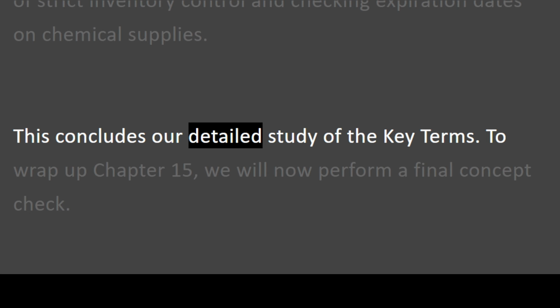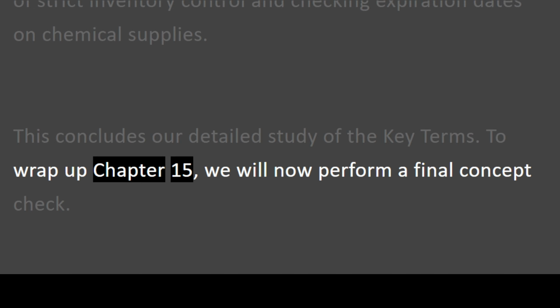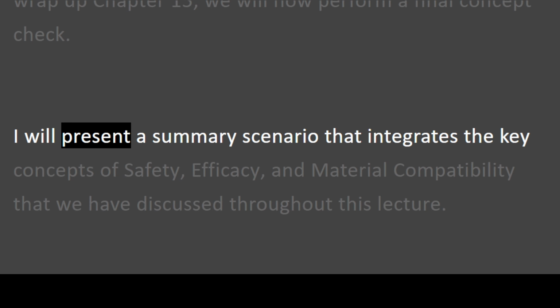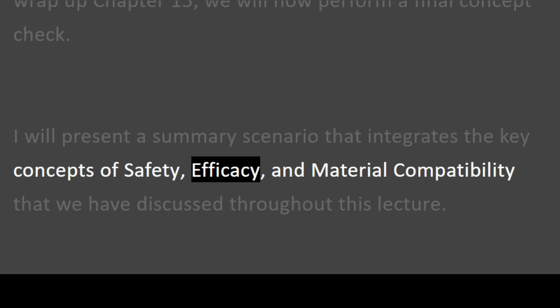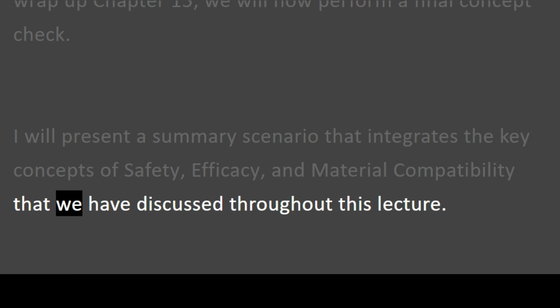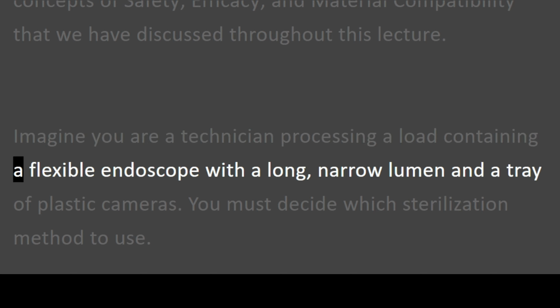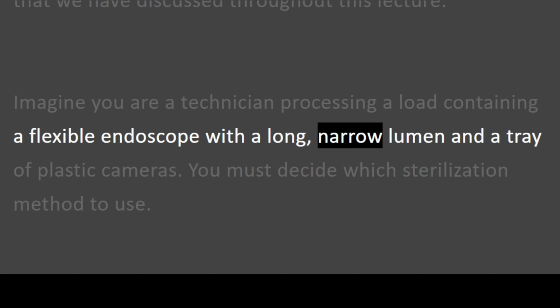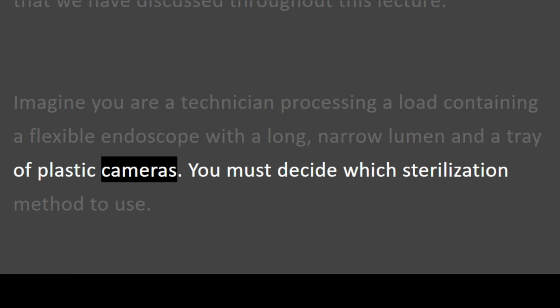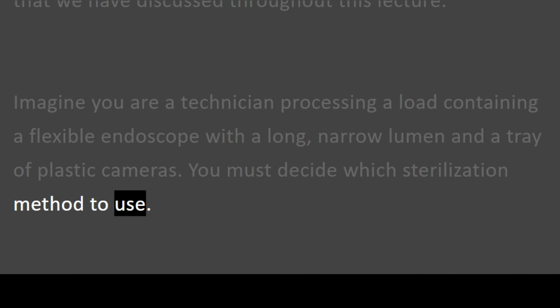This concludes our detailed study of the key terms. To wrap up Chapter 15, we will now perform a final concept check. I will present a summary scenario that integrates the key concepts of safety, efficacy, and material compatibility that we have discussed throughout this lecture. Imagine you are a technician processing a load containing a flexible endoscope with a long, narrow lumen and a tray of plastic cameras. You must decide which sterilization method to use.